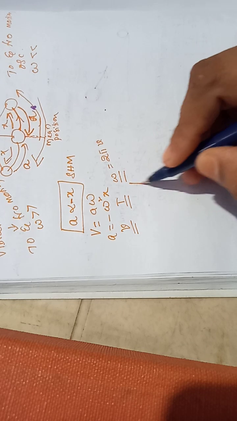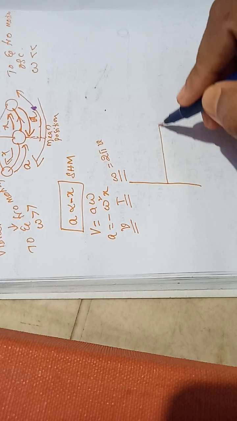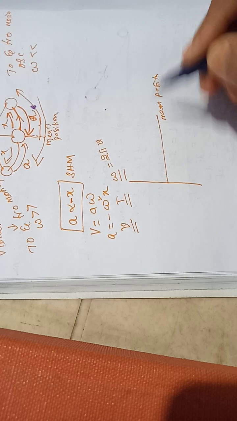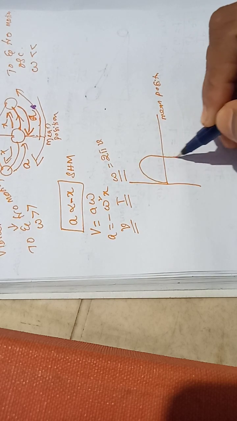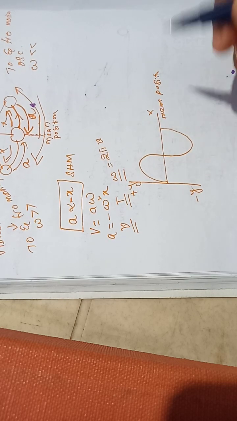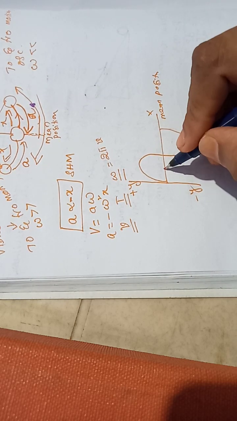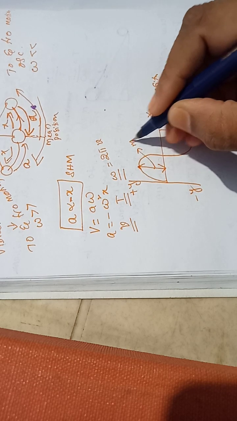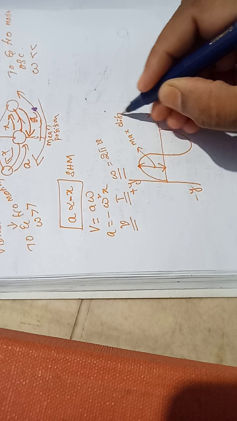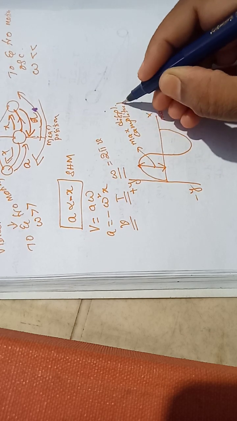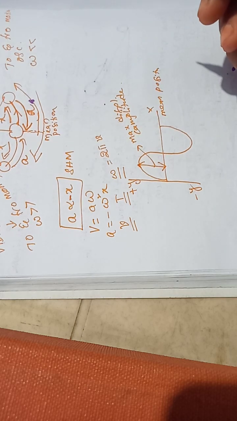Now here I am drawing the oscillations. This is the mean position, you think, positive y-axis, negative y-axis, plus y, minus y. Right? So this is the maximum displacement. The maximum displacement of a body, we call it amplitude.